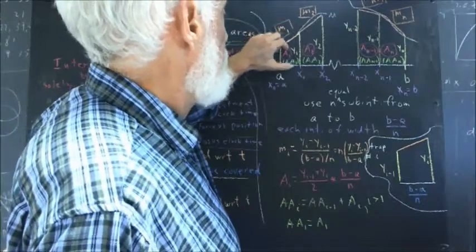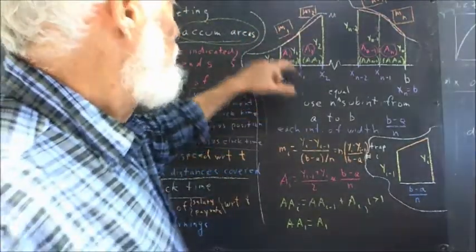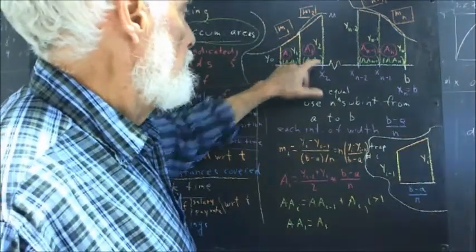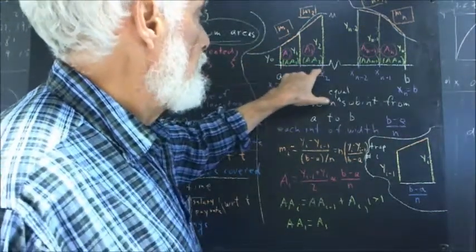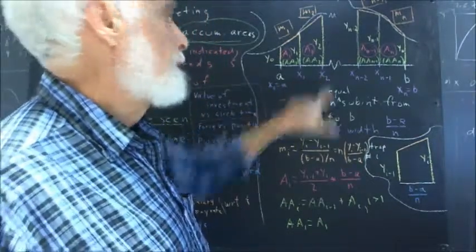So whatever quantity is represented by area, in this case distance covered, we get the accumulated area equal to the total distance covered up through the end of that interval, up through the time that's represented by x2.